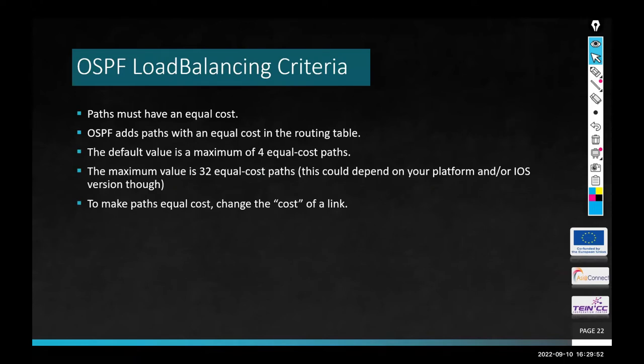What's the criteria for load balancing? You have to have equal cost, that is the first condition. As we said, OSPF load balances based on equal cost. By default it supports a maximum of four equal-cost paths, and you can increase it to 32. You can also change the cost on your link. When you need to change the cost, you have to configure it at the interface level, then you can configure equal cost for all the paths when you need to load balance across the links. So this is the main criteria for load balancing in OSPF.